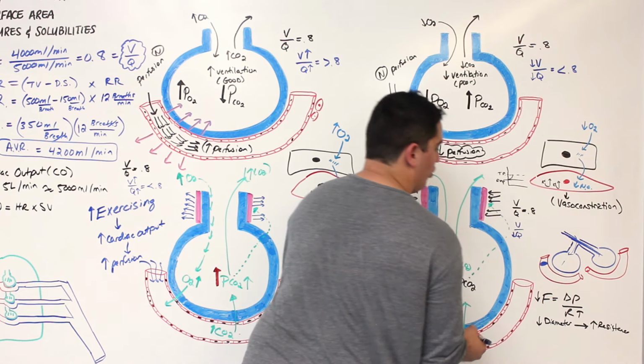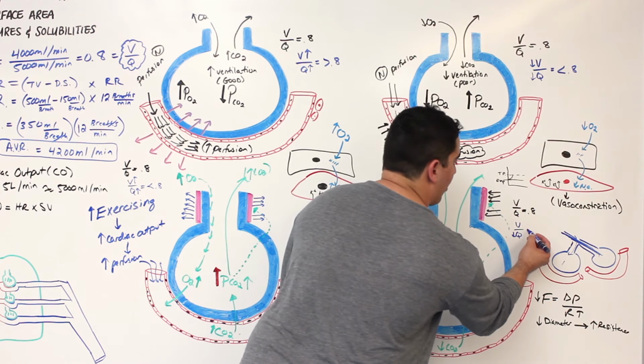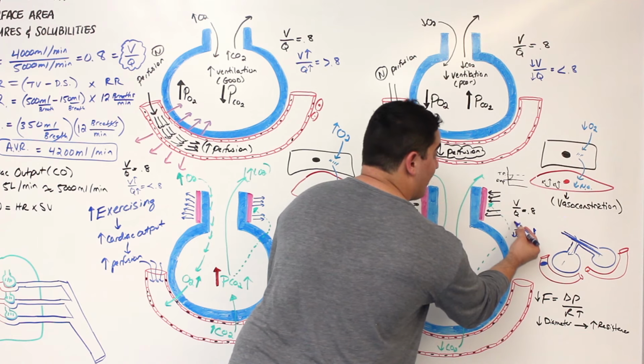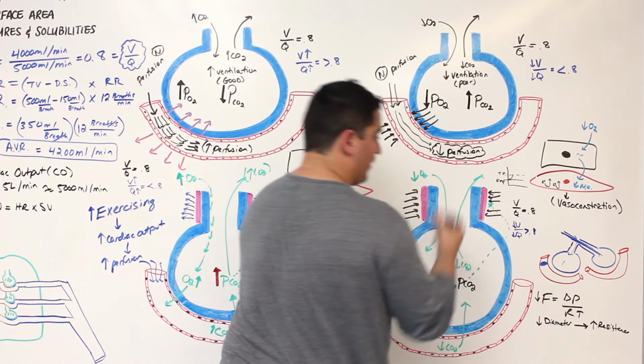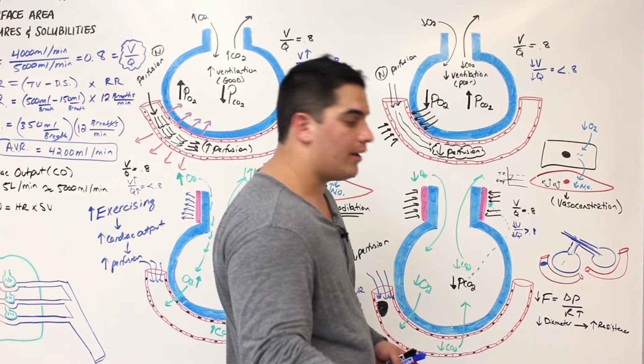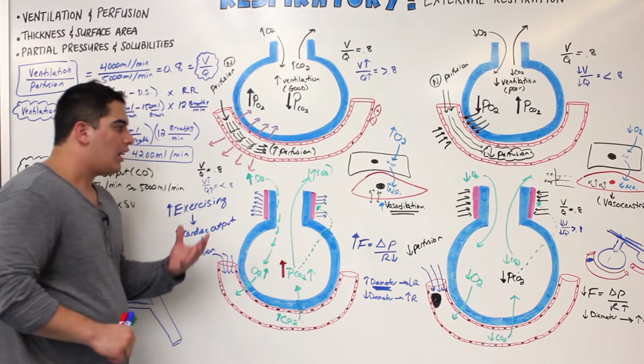And then in this situation, I decrease my Q, okay? Because that's what happened. I decreased the perfusion. What's it going to do to the overall number now? Now it's going to be greater than 0.8. If it's greater than 0.8, what do I have to do to my ventilation? I have to decrease ventilation so that I can match my perfusion. And that's it, okay? All right, to finish it all up, I want to explain something to you guys.